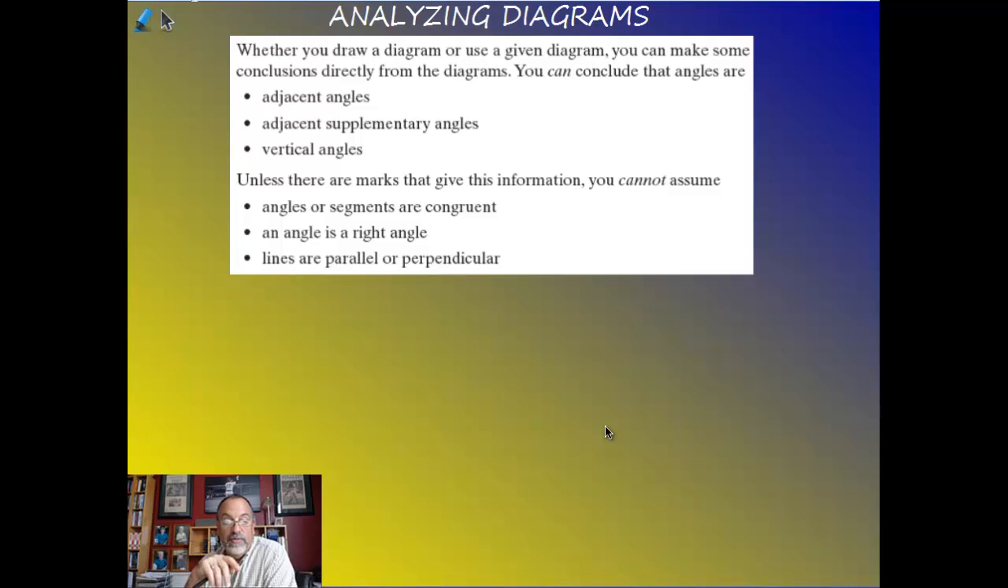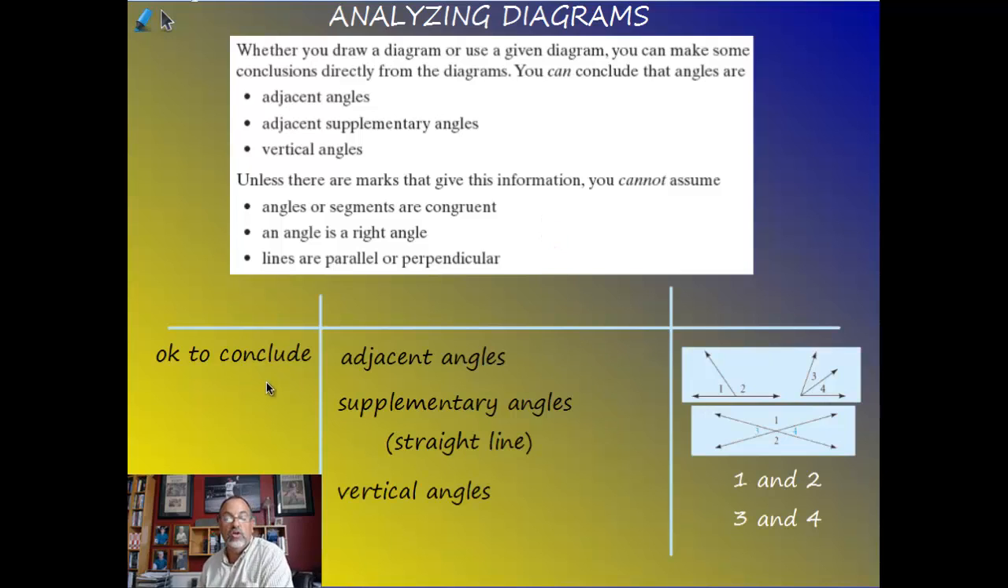So there are some things about a diagram, and this is in your book. There are 3 things that, when you look at a diagram, it's okay for you to go ahead and assume, even though it's not marked in any way. And then there are 3 things that you cannot assume when looking at a diagram, and then I'll give you a few examples. So let's first look at the 3 things that it's okay to conclude when you're looking at a diagram.